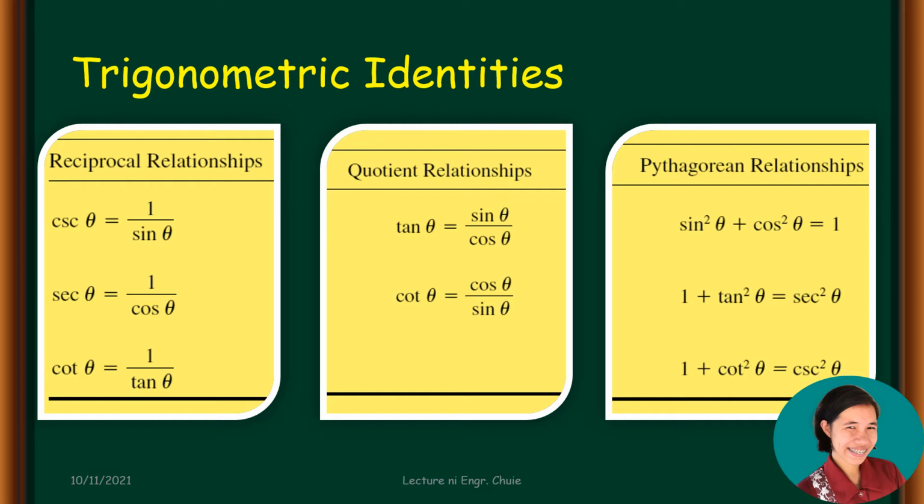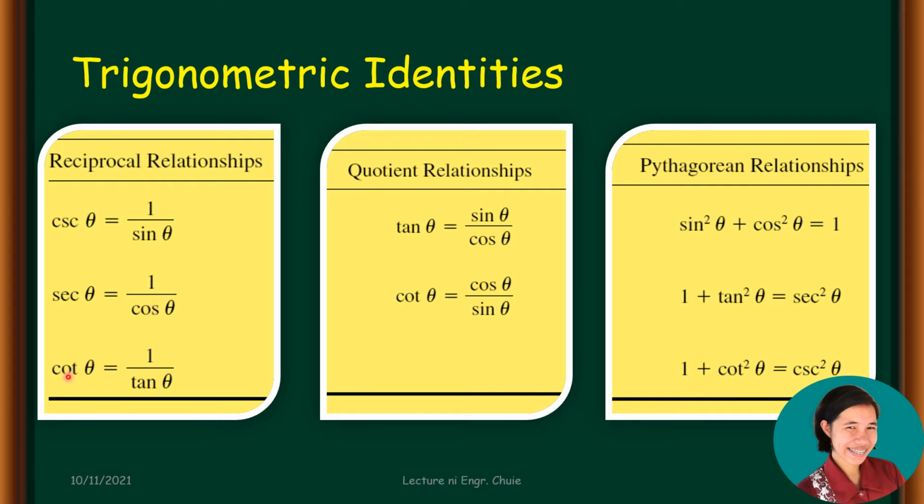For the reciprocal, we already know that the cosecant of the angle theta is equal to 1 over sine theta, since the cosecant is reciprocal to your sine theta. Next we have secant theta. We all know that this is the reciprocal of cosine theta. So secant theta is equivalent to 1 over cosine theta. That is the second trigonometric identity.